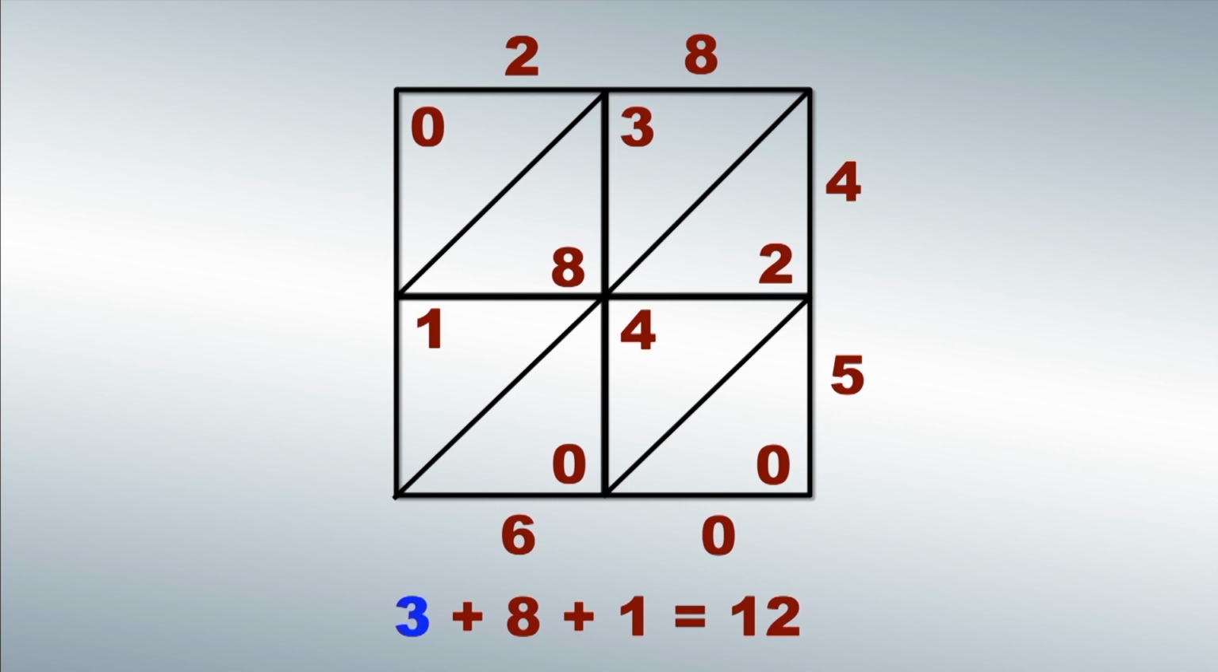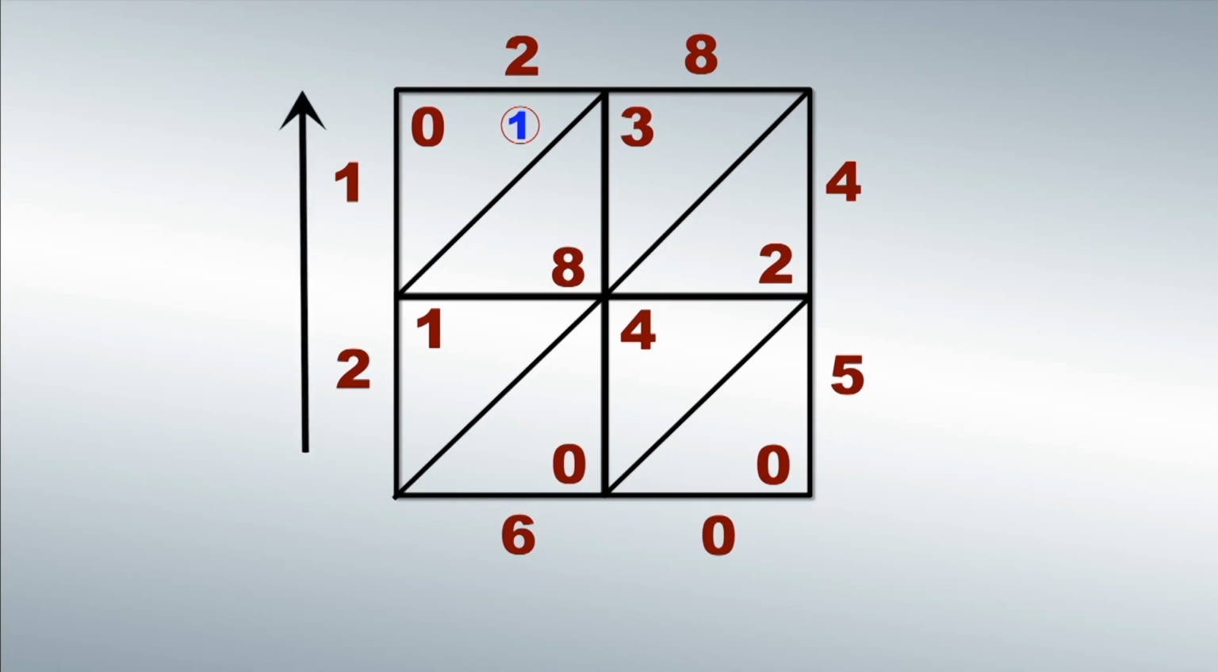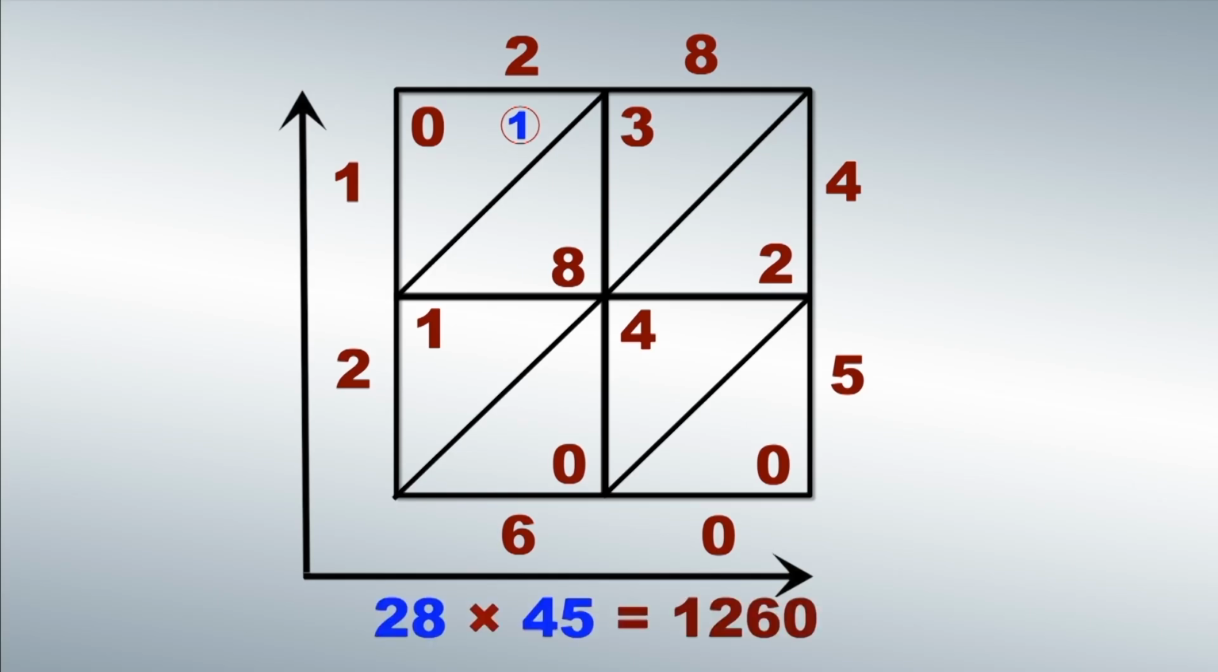Next, 3 plus 8 plus 1 equals 12. Here we will write 2 and 1 will carry forward to the last first upper triangle. At last, 1 will come there, as there is no other number. Step 4. The product that we are getting is 1260. Students, if you want to check your answer, just multiply 28 by 45 and you will get the same answer.